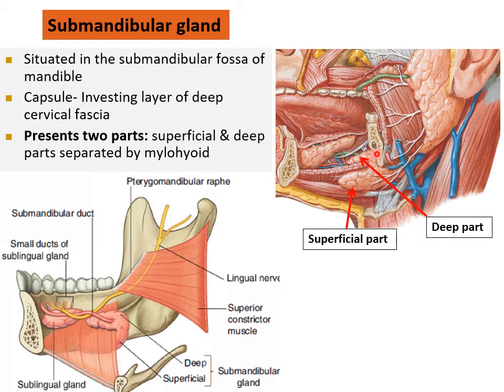The gland is roughly J-shaped. You can see here it is roughly J-shaped. In the J-shaped structure, the bigger part is the superficial part and the small part is the deep part. And these two parts are separated by a muscle. This muscle is called mylohyoid. So this is the image showing the two parts of the submandibular gland separated by the mylohyoid muscle. Here also you can see the two parts separated by the mylohyoid muscle.